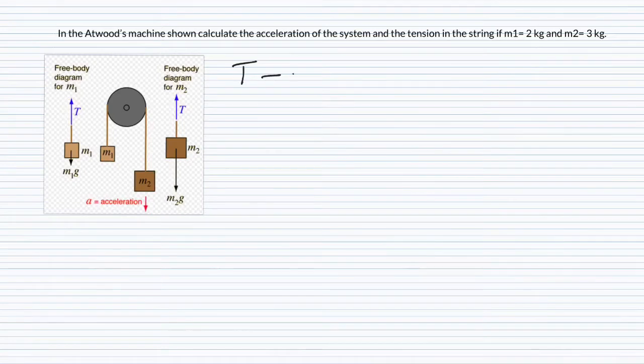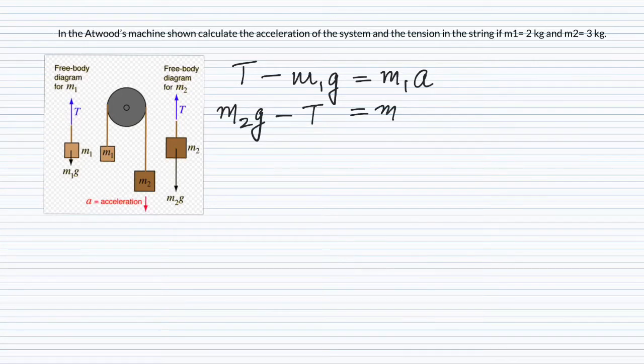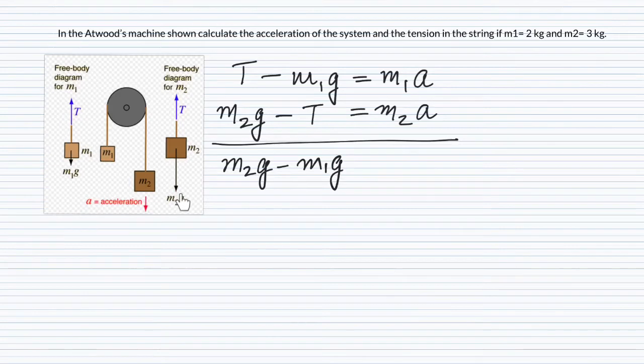The second question is about the Atwood's machine shown in the diagram, and you're asked to calculate the acceleration of the system and the tension in the string if m1 is 2 and m2 is 3. So now I'm writing the equations for both. For the first object, the net force is T minus m1g equals m1a, because T is up and m1g is down. But for the second object, it's moving down, so it's m2g minus T equals m2a.